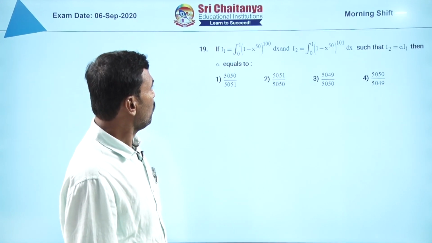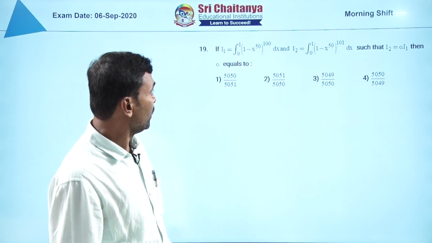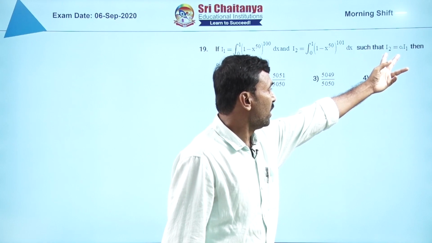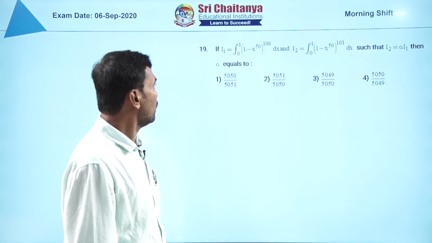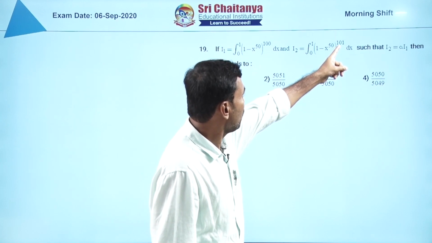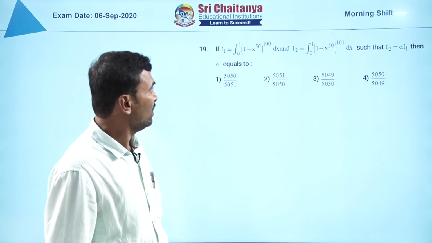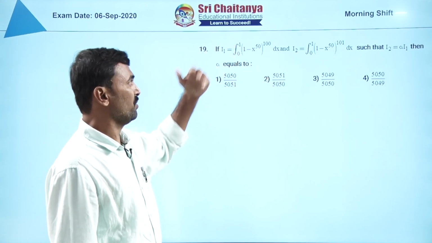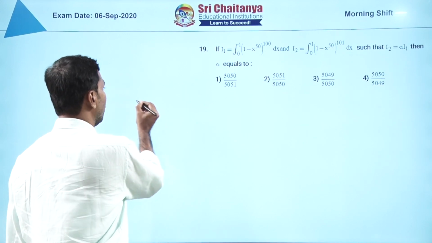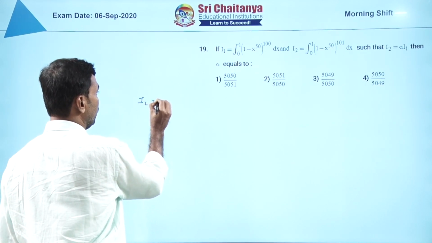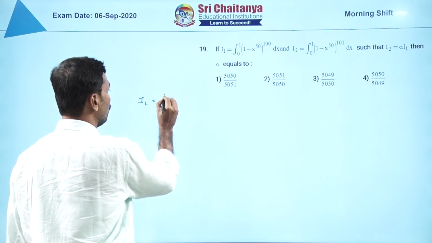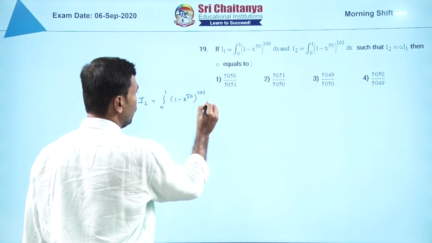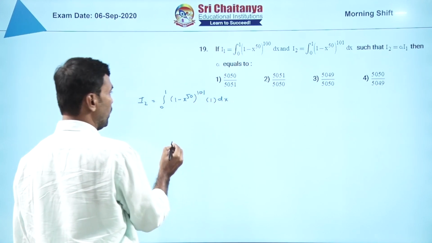This problem is from definite integrals. He has given I1 and I2 and is asking for the relation between I1 and I2. If you observe the powers, they are 101 and 100. So, I am selecting I2 and I will apply integration by parts to get it in terms of I1. I2 I am writing as integral 0 to 1 of (1 minus x power 50) whole power 101 into 1 dx. I am applying by parts for this.